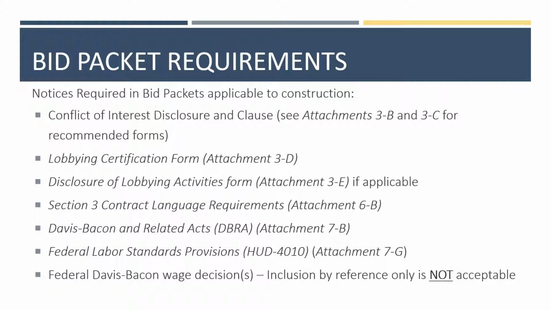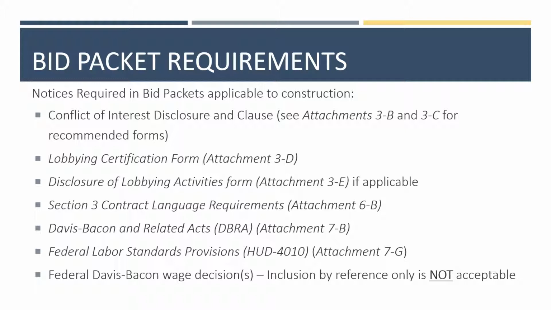Bid advertisements must include a notice that the Davis-Bacon wage rates apply to the project. See Attachment 7H, Advertisements for Bid, for more information. The UGLUG must include the wage determination, related provisions, equal opportunity language, and contractor clearance in your bid documents, including the Conflict of Interest Disclosure and Clause. See Attachments 3B and 3C for the recommended forms.